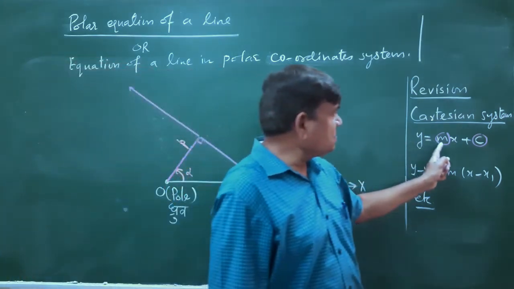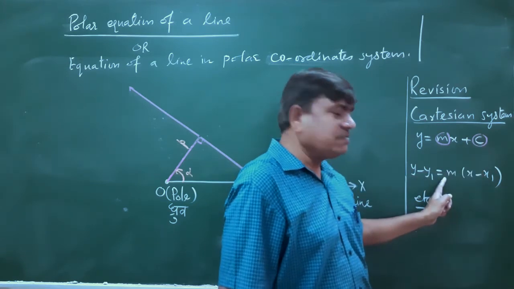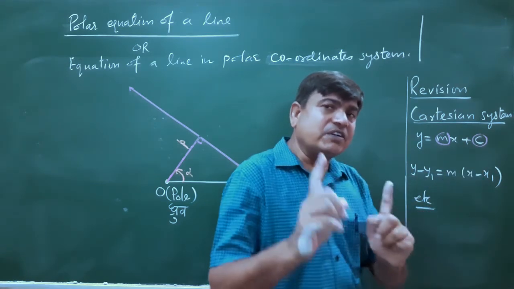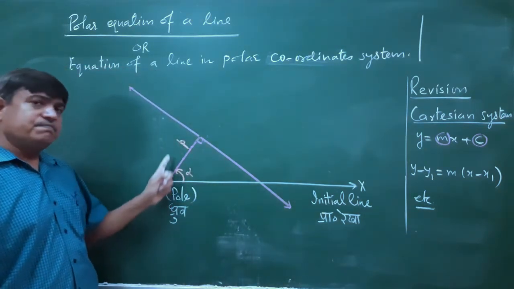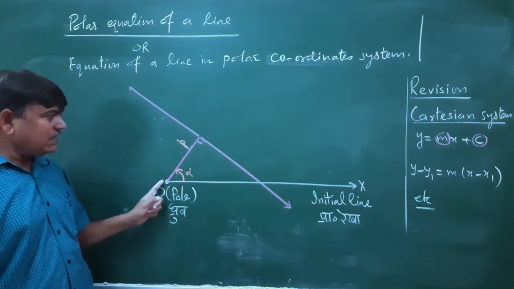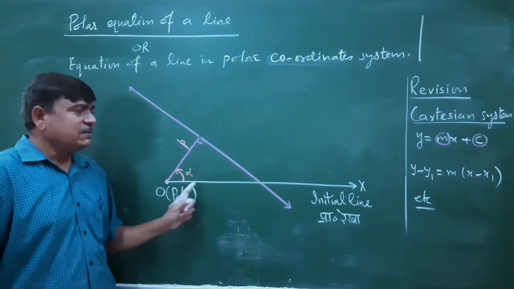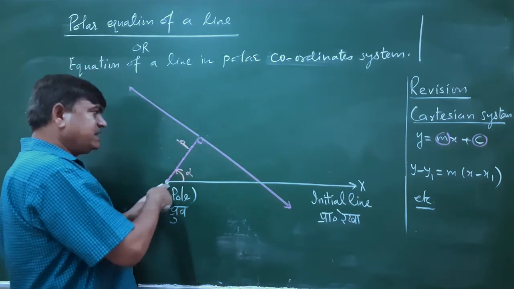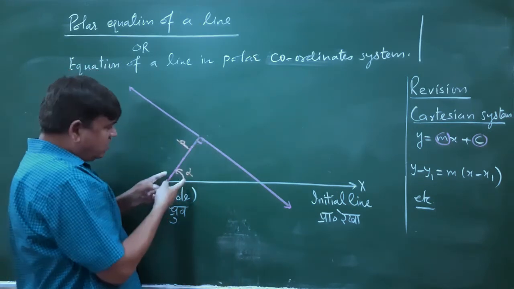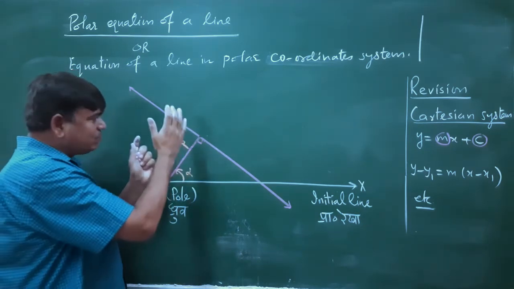Here we are given two things, slope and intercept. Here we are also given two things, slope and a point. Here the line is at a distance of p units from the pole, and this perpendicular makes an angle of alpha with the initial line. So its position is fixed, the line does not move.